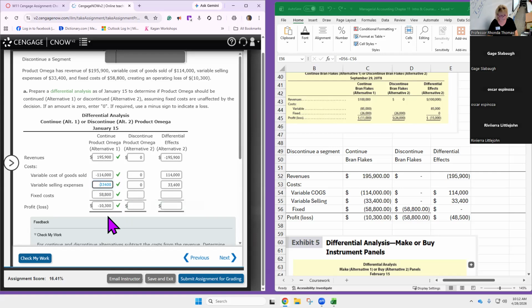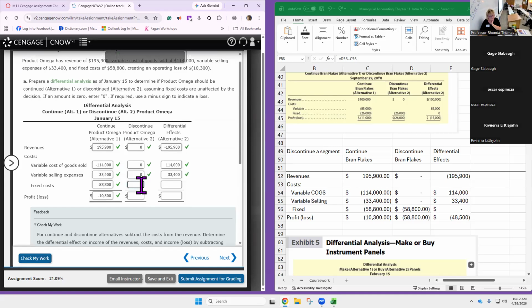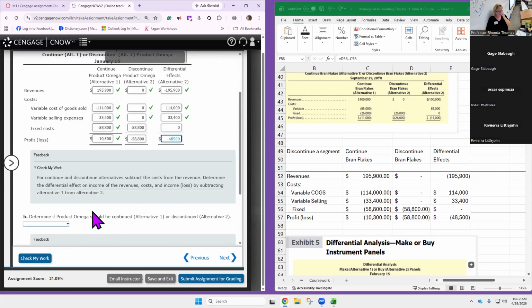I got the right number. Okay, let me see if I'm still okay. Okay, good. All right. So once again, this is negative 58,800 because the fixed cost didn't change. It's the same. And then we put a 0 here. Then we're going to add down and we get a 0, 48,500. So once again, our loss is even deeper without the bran flakes.